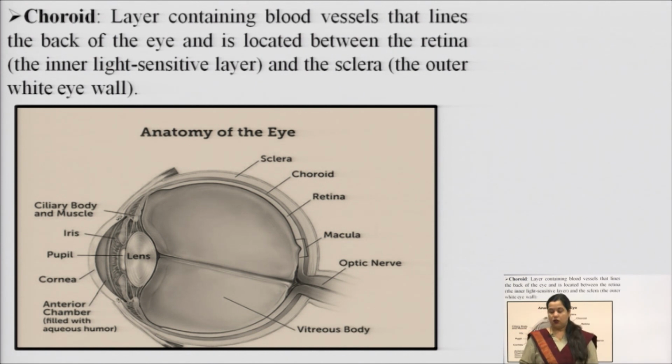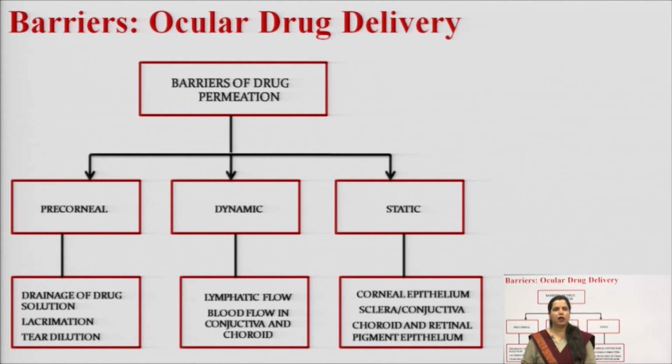So, now you understand the different parts, and we target all these parts to make an ocular drug delivery system. We can have a conventional dosage form here, and we can have a specific parenteral injection to target a particular part of the eye. So, we will discuss it later.